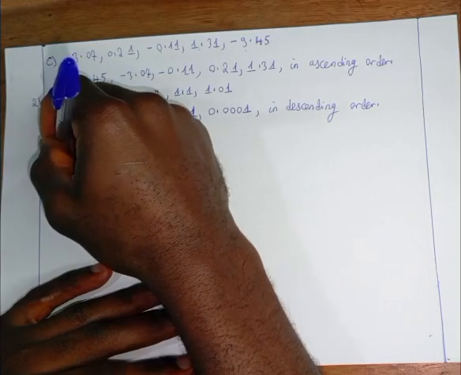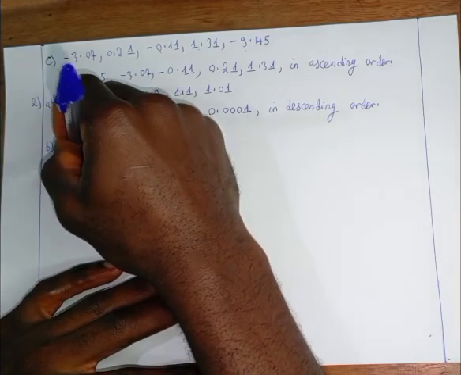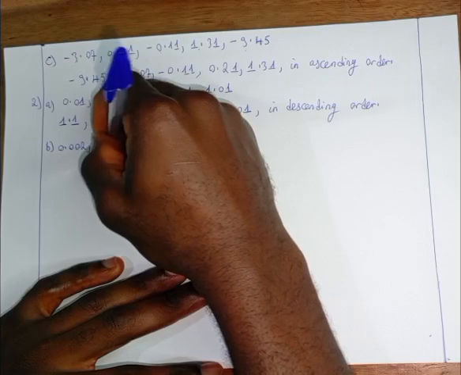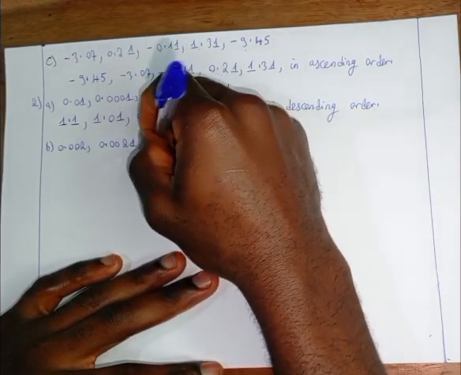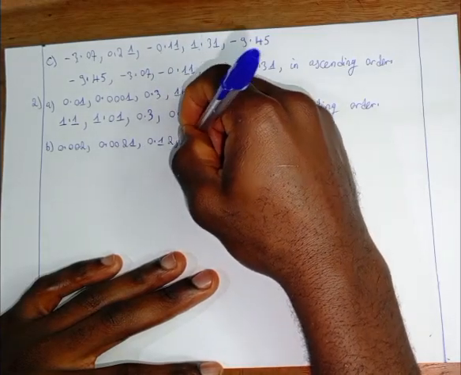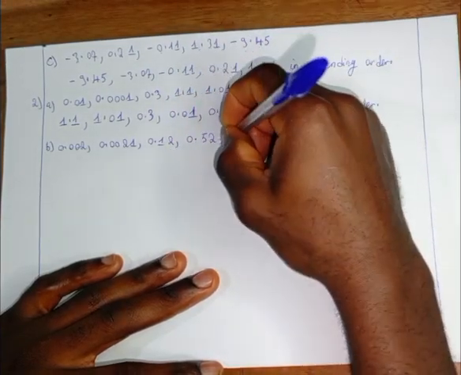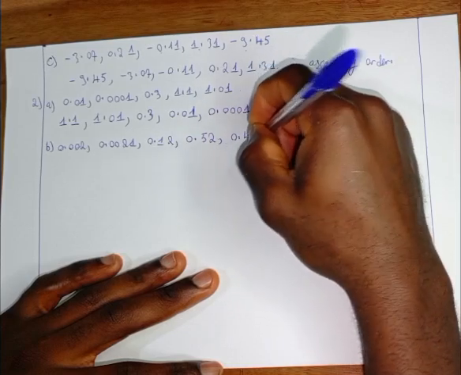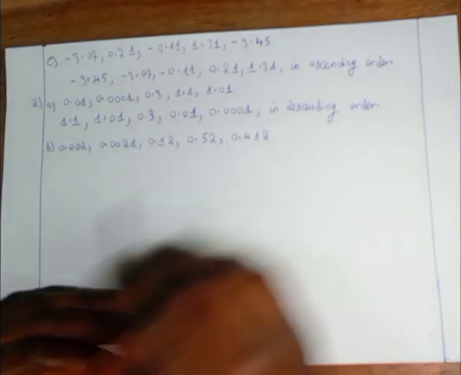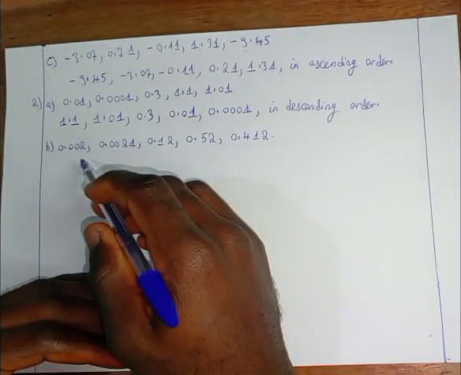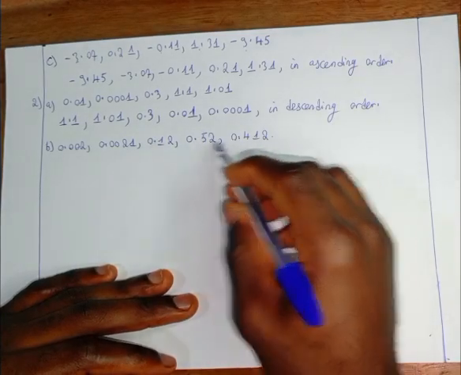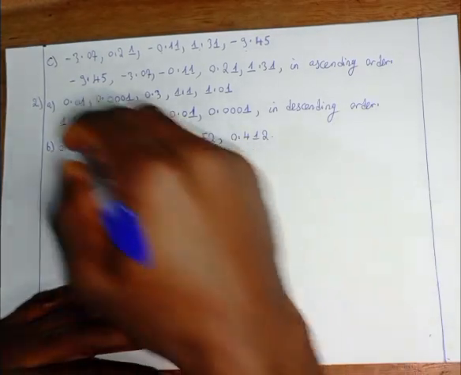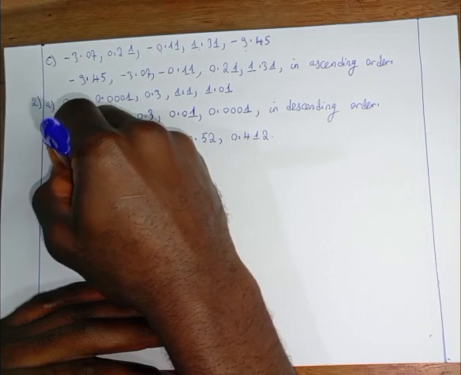We go now to B. For B, we have 0.002, 0.0021, 0.12, 0.52, 0.42. For us to get the biggest, you'll see that they have the same whole number part. So you move now to the first digit after the decimal point. Here we have 0, 0, 1, 5, 4. You know 5 is greater than 1 and 4. So 0.52 is the biggest.